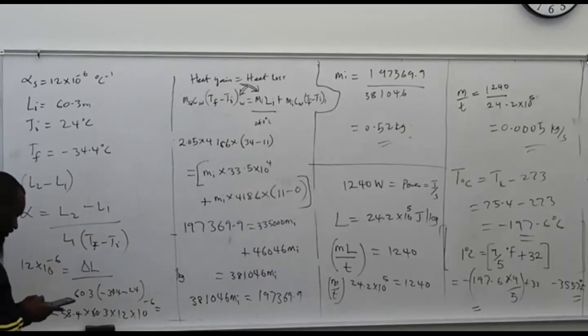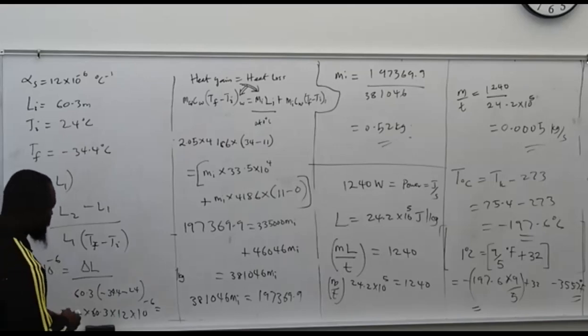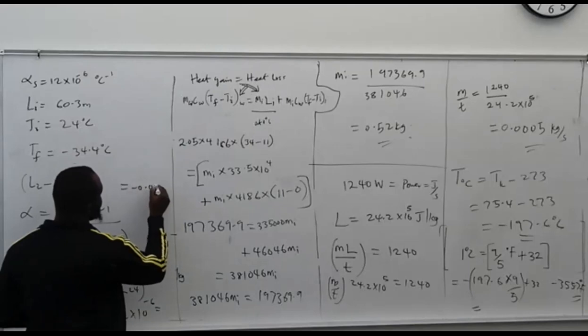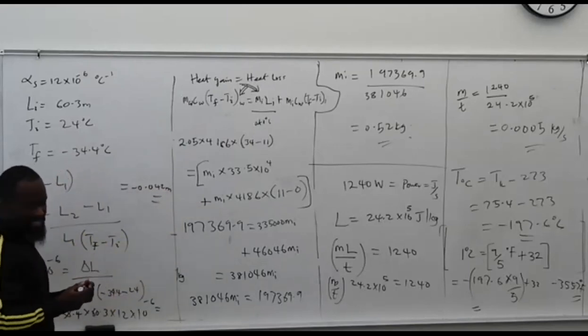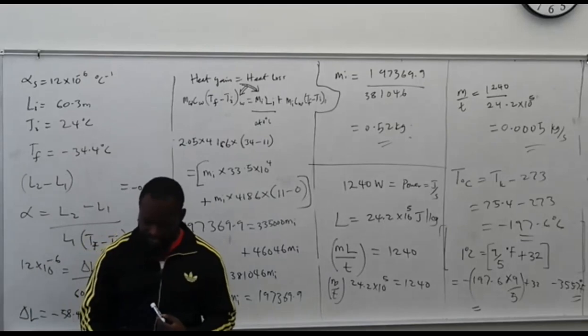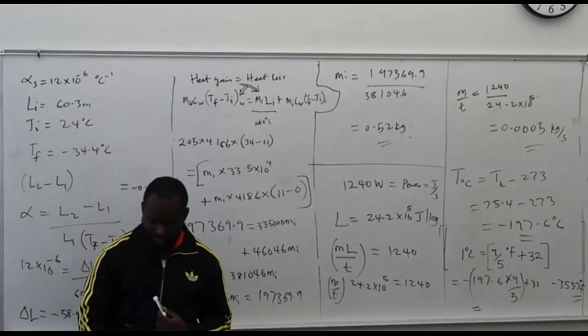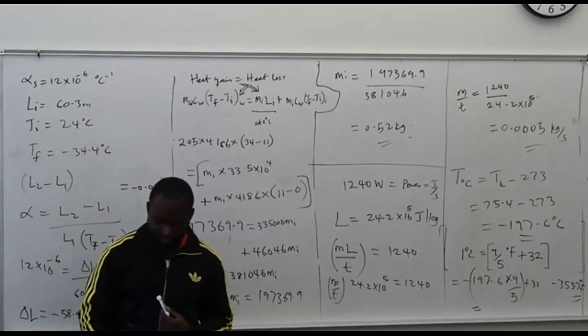So I'll do 58.4 times 60.3 times 12 times 10 to the power negative 6, which gives minus 0.042 meters. The negative sign just shows it's a contraction. So let me share and see if the answer is correct. I see that's the exact answer they have there, minus 0.042 meters. Let me share that immediately.